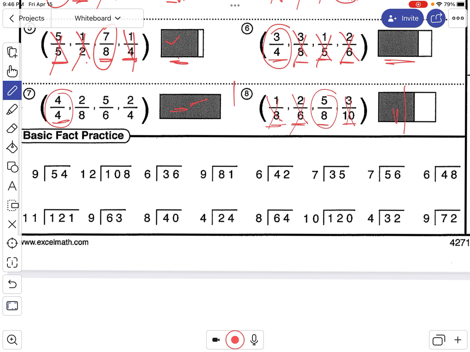All right, should have already done all these. 9 times 6 is 54. 12 times 9 is 108. 6 times 6 is 36. 9 times 9 is 81. 6 times 7, 42. 7 times 5, 35. 7 times 8, 56. 6 times 8, 48. Next row, 11 times 11 is 121. 9 times 7 is 63. 8 times 5 is 40. 6 times 4 is 24. 8 times 8, drop it on the floor. Pick it up, you got 64. 10 times 12 is 120. 4 times 8 is 32. And 9 times 8 is 72.